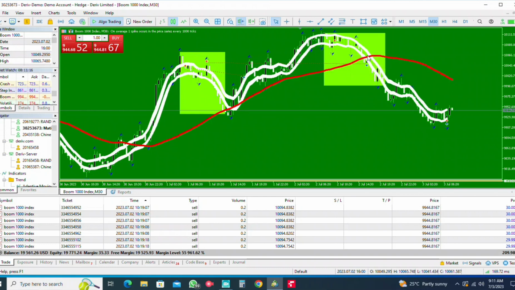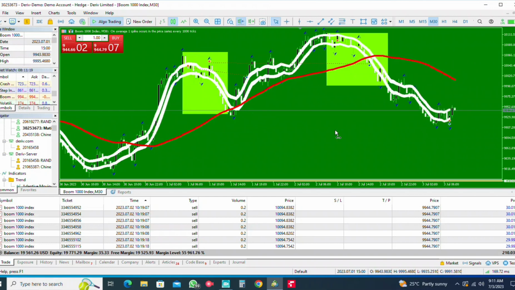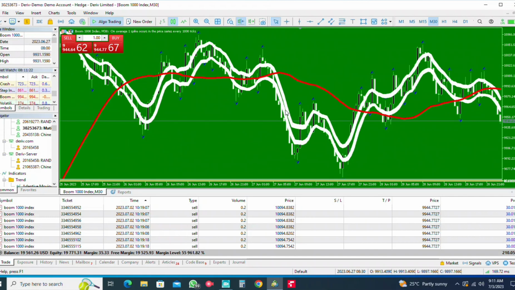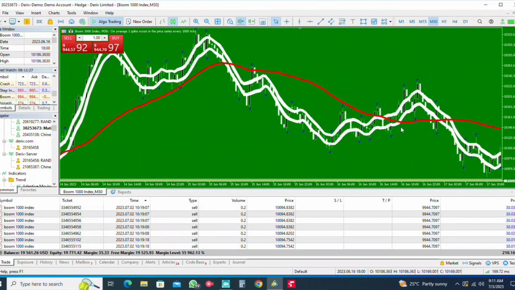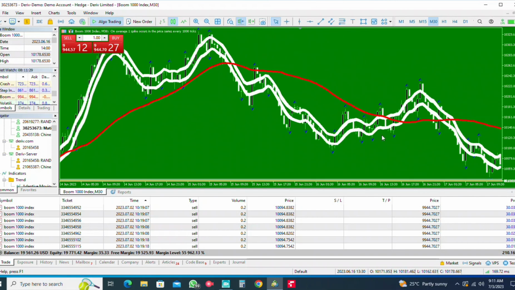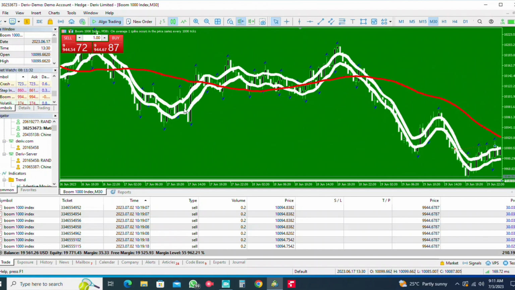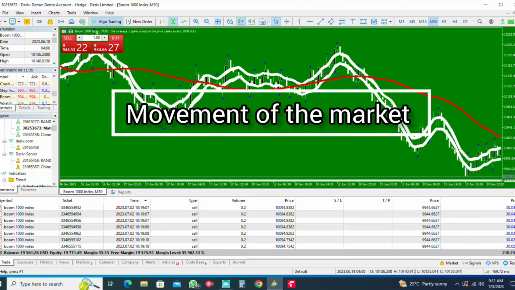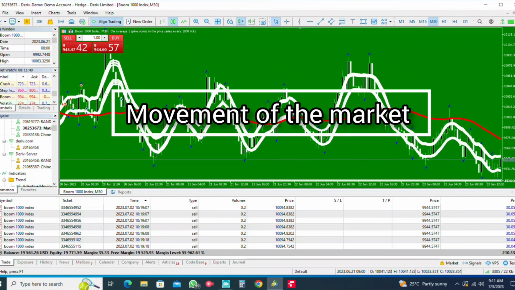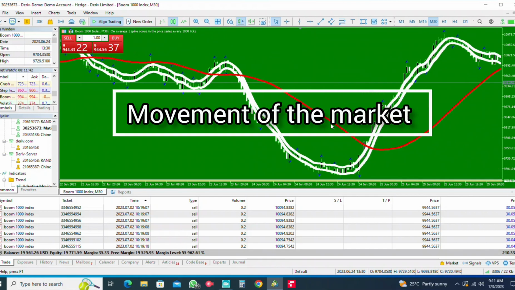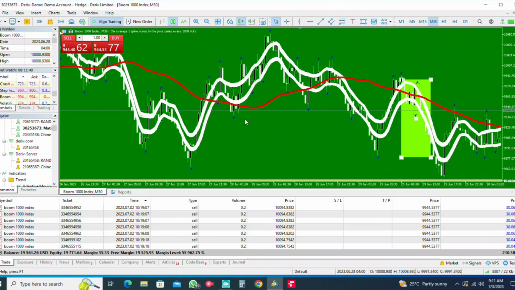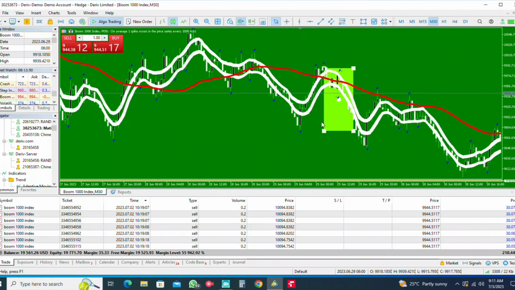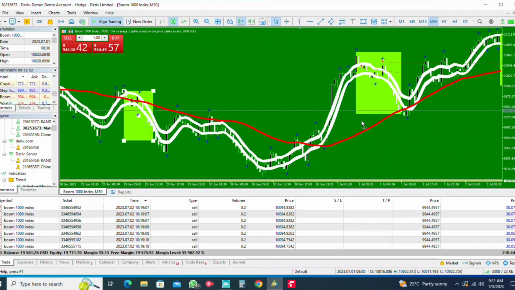Don't worry, I'm going to give everyone the setup, so you can have it and practice with it. It will help you figure out the movement of the market, and you can spot your entrance from your resistance zone and your support zone. You can see I'm giving you everything raw. I'm giving you everything I've ever created.